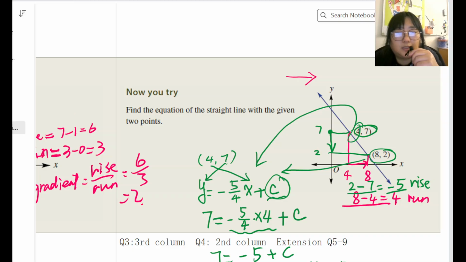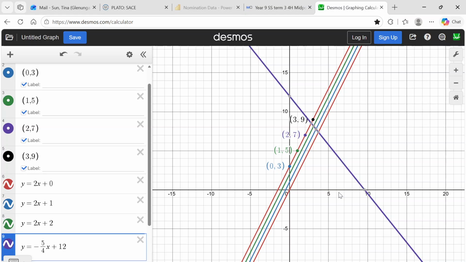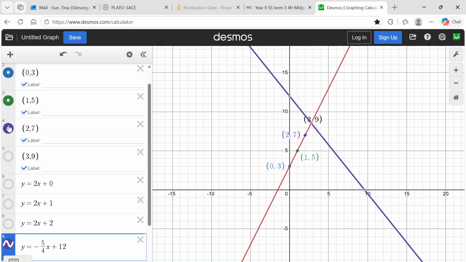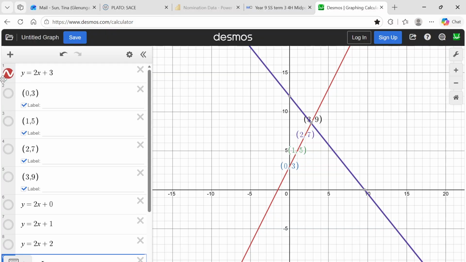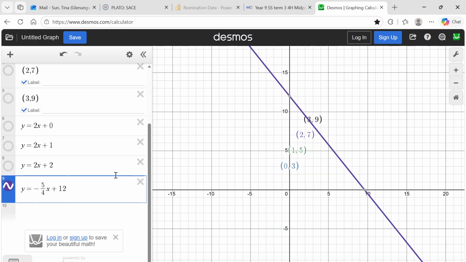And you probably ask me, Miss, do you think that equation is correct? Okay, we double check. So guys, now we have a look at this straight line. We go back to our decimals. I will not use all these points we have before. And now guys, we can have a look.